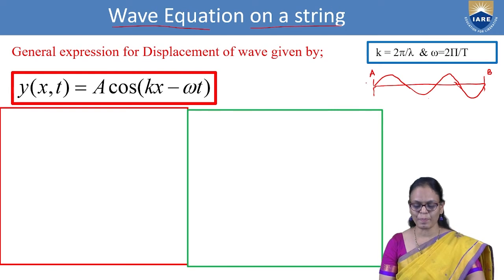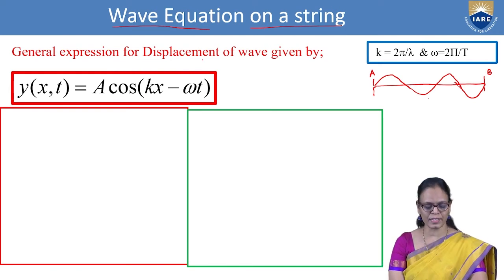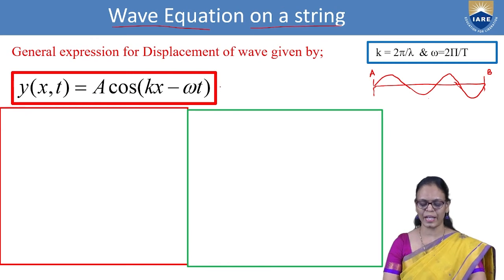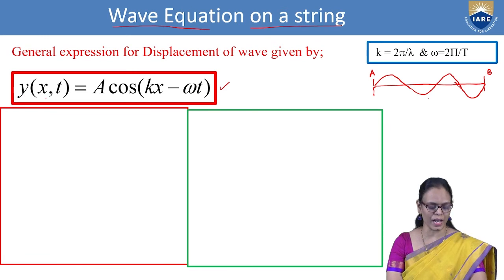Now, the displacement of the particle is given by y is equal to a cos(kx minus omega t). So, we are writing y as a function of x and t. x is the change in position and t is the time. So, as time varies, the position of the particle varies. Or if I have to put it in other terms, if the position is different, the time is also different.